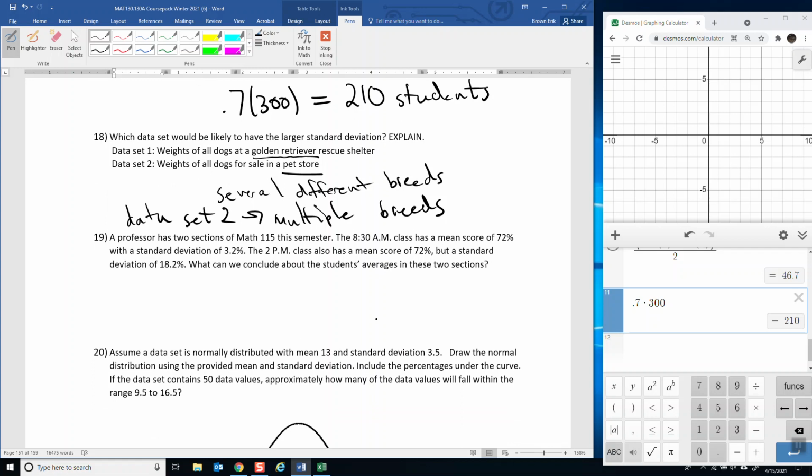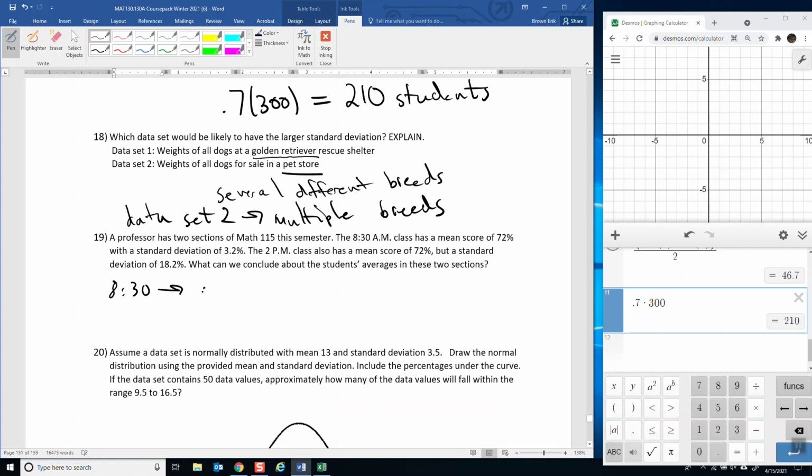Okay, so here we got a professor who has these 2 sections of math. One happens in the morning, and they had this mean and standard deviation, and the 2 p.m. class had this mean score and standard deviation. What can we conclude about the students' averages in these 2 sections? Okay, so let's write it out so we can compare them a little more directly.